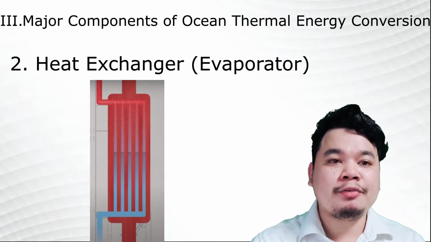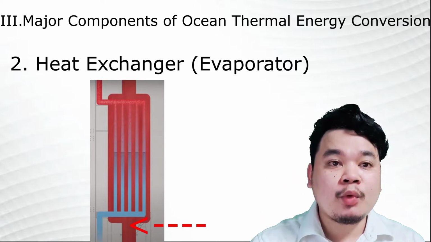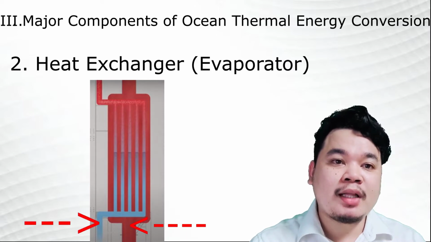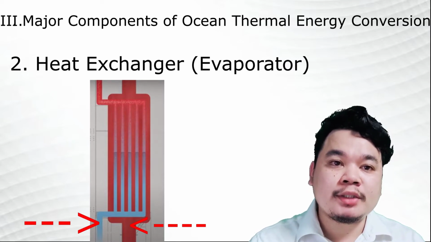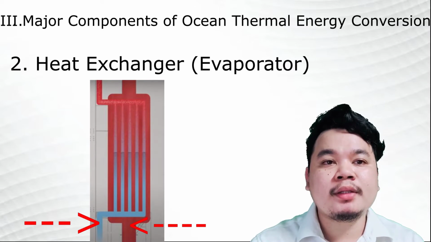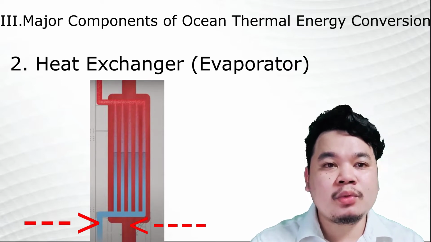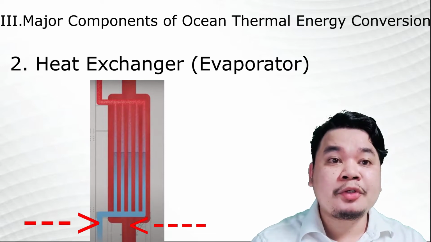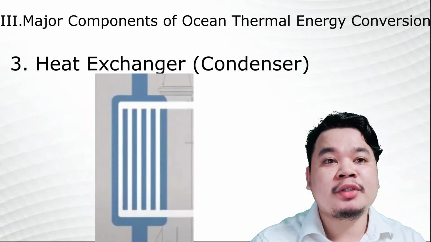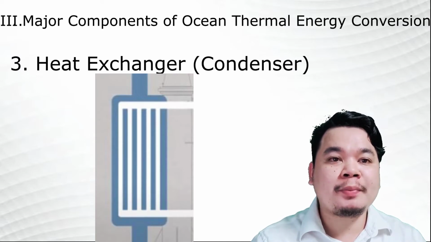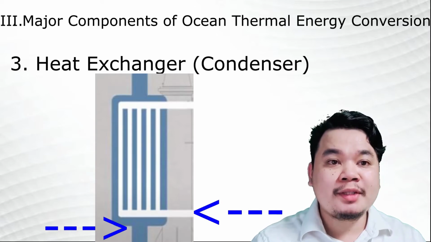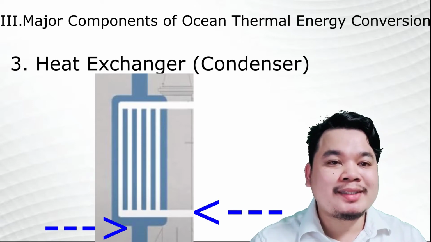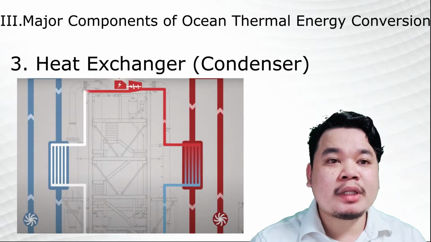The second major component is the heat exchanger or the evaporator. It is composed of two parts, the warm water part and the ammonia gallery part. In this section, the heat of the surface ocean evaporates the working fluid, which is the ammonia, into a gas state. The third component is the heat exchanger condenser. It is composed of two parts, the cold water part and the ammonia gallery part. Cold deep sea water returns the working fluid into liquid state. Sa drawing, makikita natin yung dalawang portion.